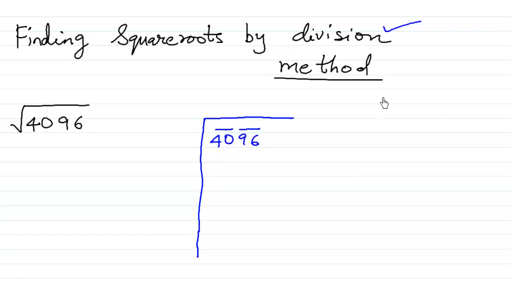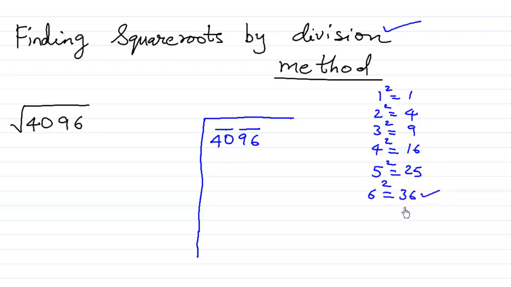For instance, 1 square is 1, 2 square is 4, 3 square is 9, 4 square is 16, 5 square is 25, then 6 square is 36. This is a little less than 40 because 7 square will become 49. So we shall be using 6 square is equal to 36, a perfect square which is a little less than 40. So we'll be writing 6, 6, 36 like this. And then we shall subtract 40 and 36 and we shall be getting 4.